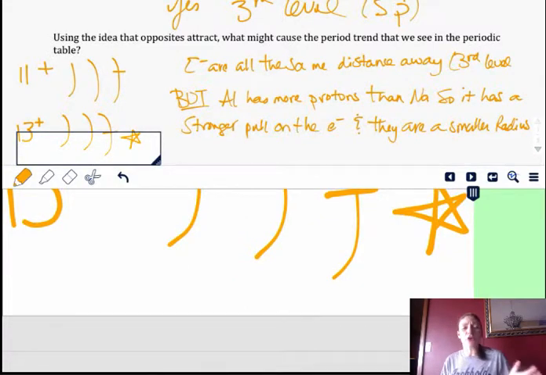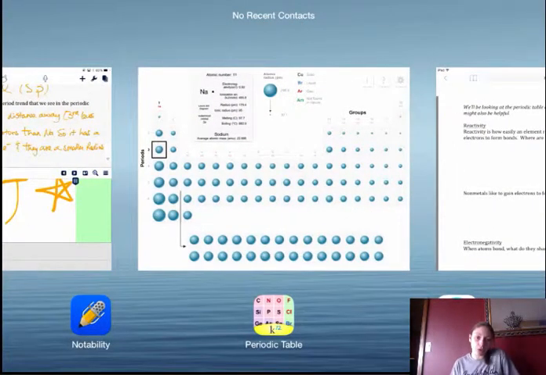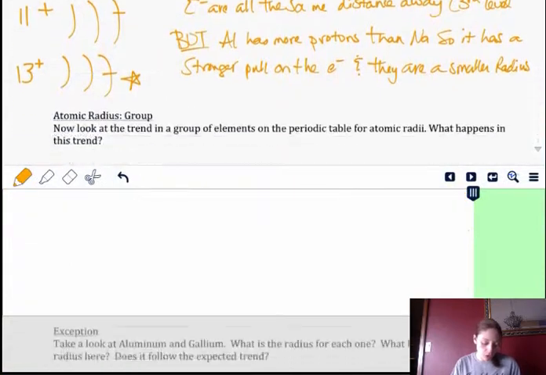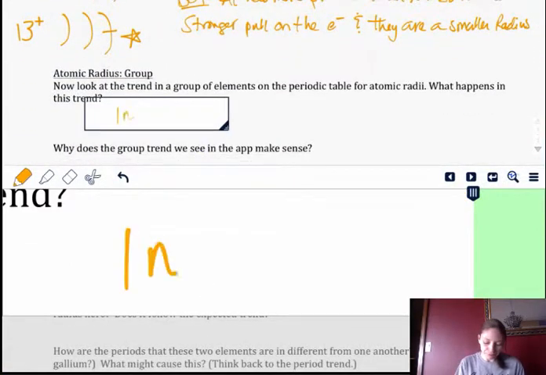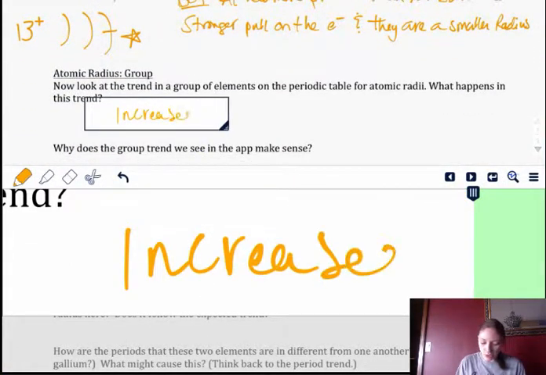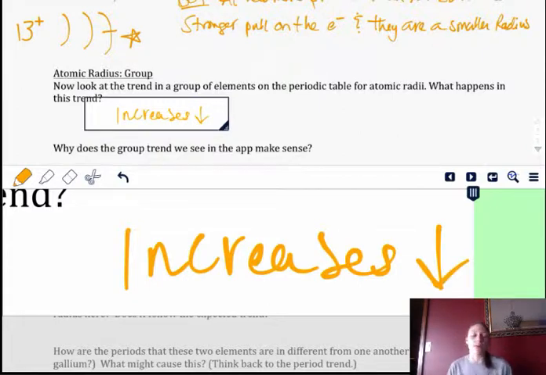Okay, so that's the harder of the two trends. We're talking about pulling, and these electrons pulling. All right, now we're going to look at an atomic radius group trend, which is actually the easier one. We look down the group from top to bottom. It's a lot easier to see that the bottom ones are a lot larger than the top ones, so they should be increasing as you look down the periodic table.